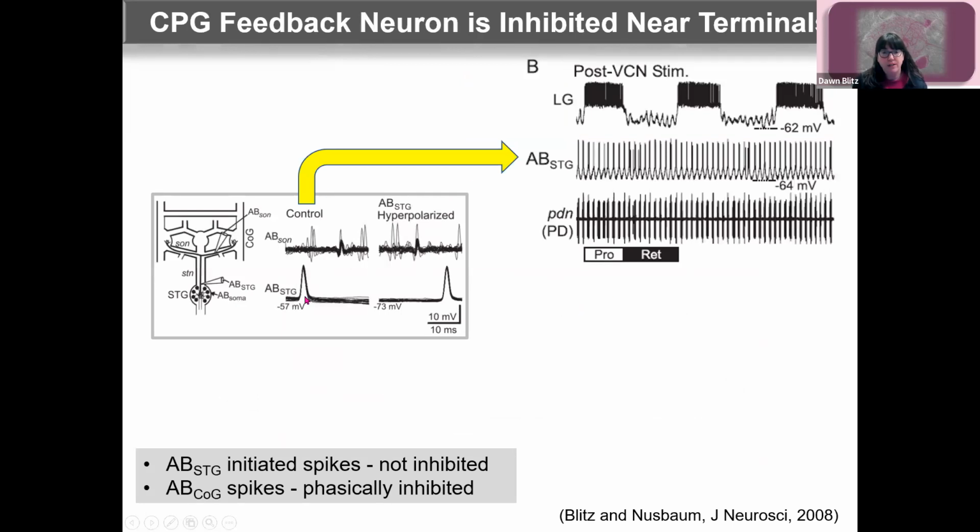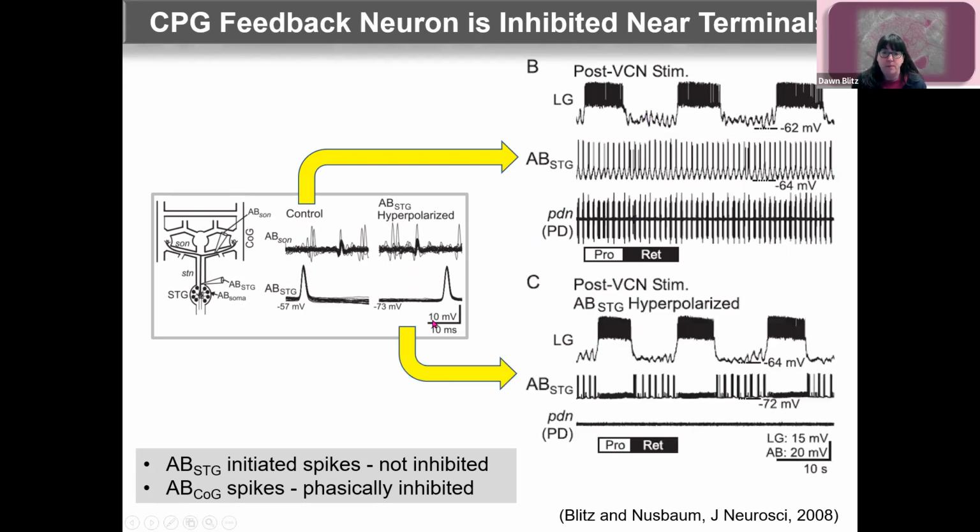And so here in the control condition, the action potentials are initiating in the STG. So they're riding off of these oscillations. And AB action potentials occur during both protraction and retraction. But when I hyperpolarized AB in the STG, you can see now there are no oscillations, but there are these rhythmic bursts of action potentials. And the rhythmic bursts are inhibited during each LG burst. So this means that locally within the commissural ganglia, something is inhibiting AB presynaptically. And I have some other evidence to support the presynaptic part of that, that results in the feedback from AB onto the projection neurons being eliminated during that protraction phase.